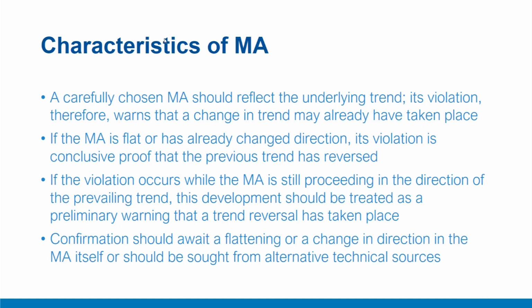If the MA is flat or has already changed direction, its violation is fairly conclusive proof that the previous trend has reversed. If the violation occurs while the MA is still proceeding in the direction of the prevailing trend, this development should be treated as a preliminary warning that a trend reversal has taken place. Confirmation should await a flattening or change in direction of the moving average itself, or should be sought from alternate technical sources such as price formation or price patterns.